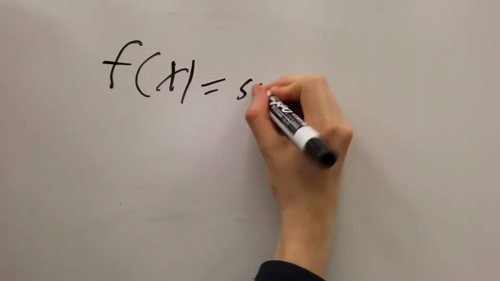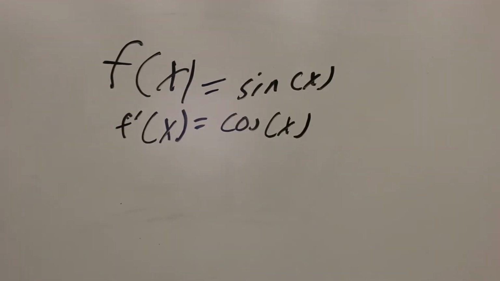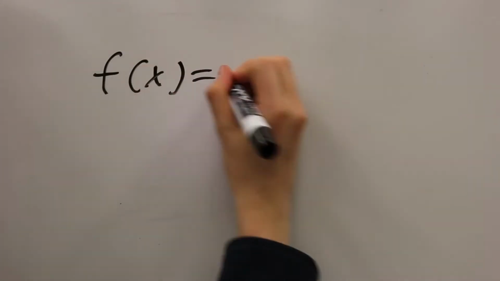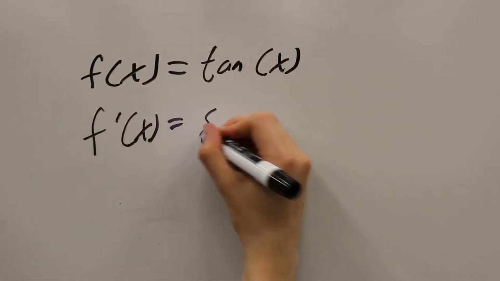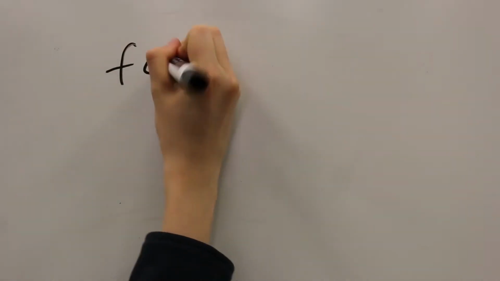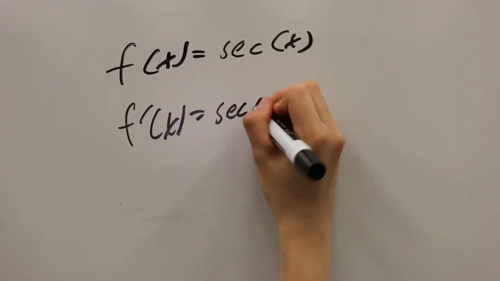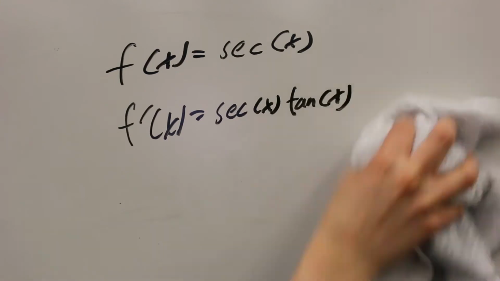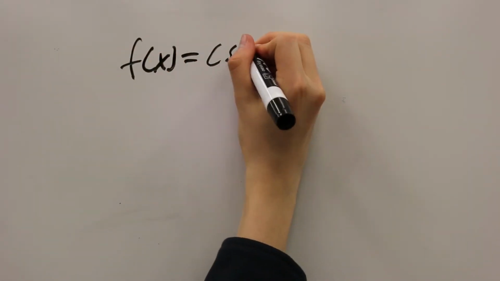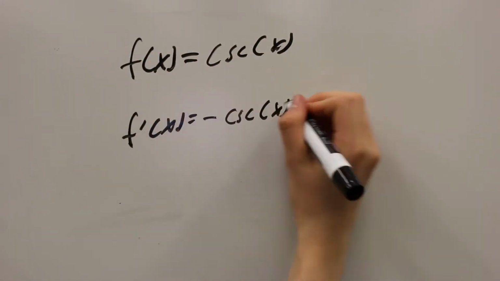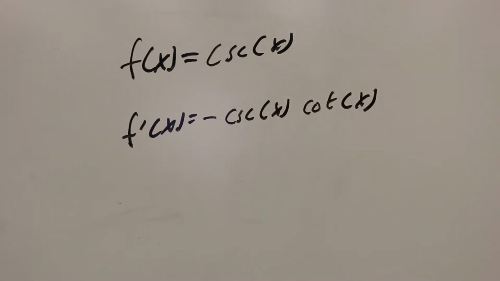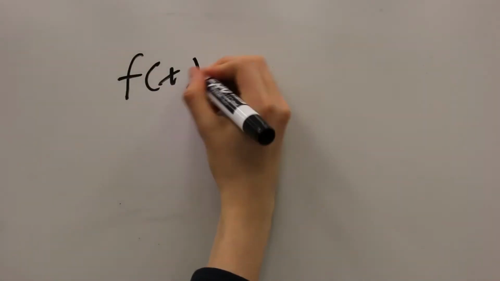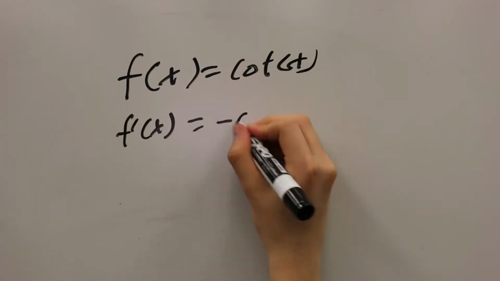The derivative of sine of x is cosine of x. The derivative of cosine of x is negative sine of x. The derivative of tangent of x is secant squared of x. The derivative of secant of x is secant x tangent x. The derivative of cosecant x is negative cosecant x cotangent x. The derivative of cotangent x is negative cosecant squared x.